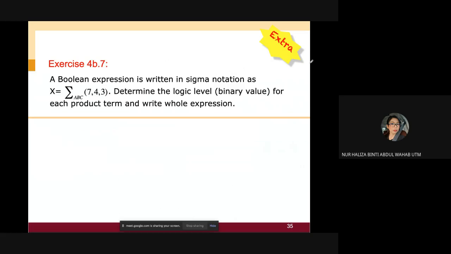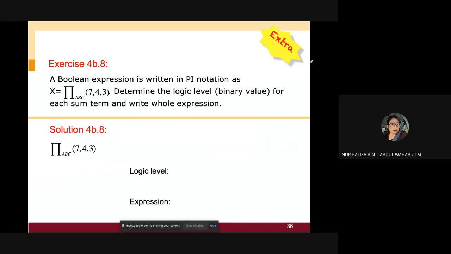I already touched on all of this in your videos. So I hope that you can check my videos, and then please try to do all the exercises by yourself first. One more thing that I want you to know is about the notation. If you are given just this equation, you can see pi notation and you are given 7, 4, 3. What is the meaning of this? This one is decimal, so you need to convert it. This one is ABC, meaning that you have 3 variables, which are A, B, and C. If you have 3 variables, you're going to use 2 to the power of n, so 2 to the power of 3. You will get 8 possibilities for your input.